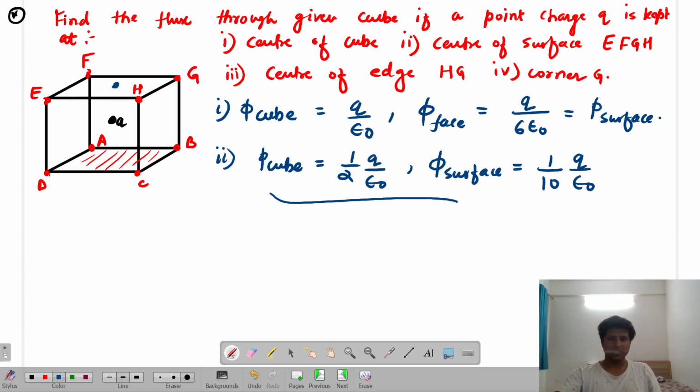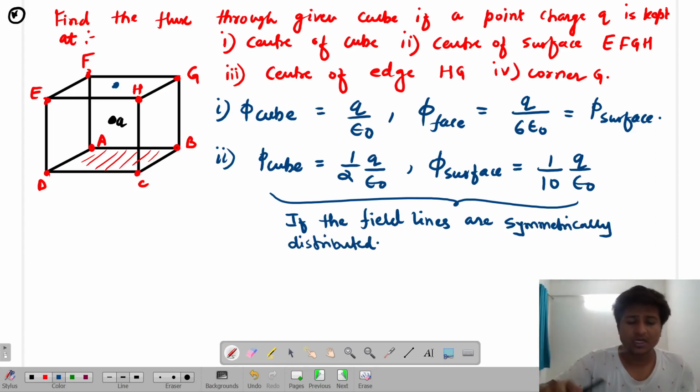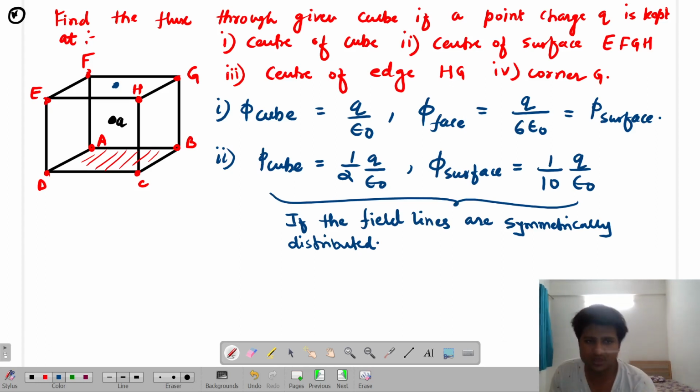If you have to write over here, if the field lines are symmetrically distributed, is that clear? It will be mentioned in your question. No, here it is not mentioned, but that's why I told you I have two answers. For non-symmetrical distribution, no answer is there. But for symmetrical distribution, I have an answer. Got it or not?